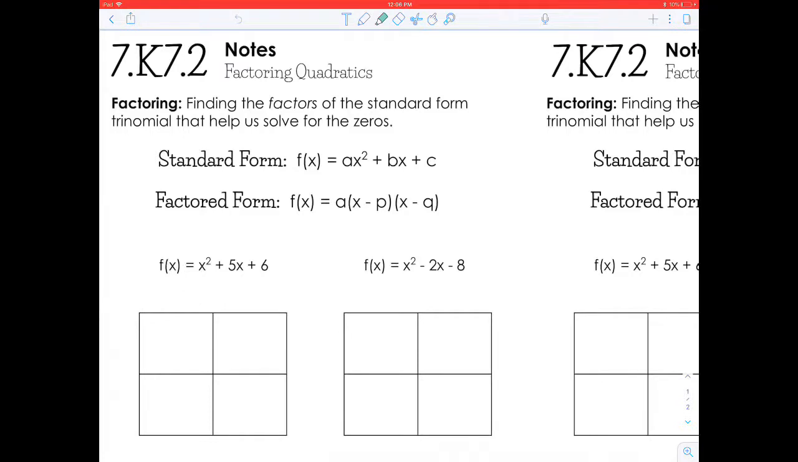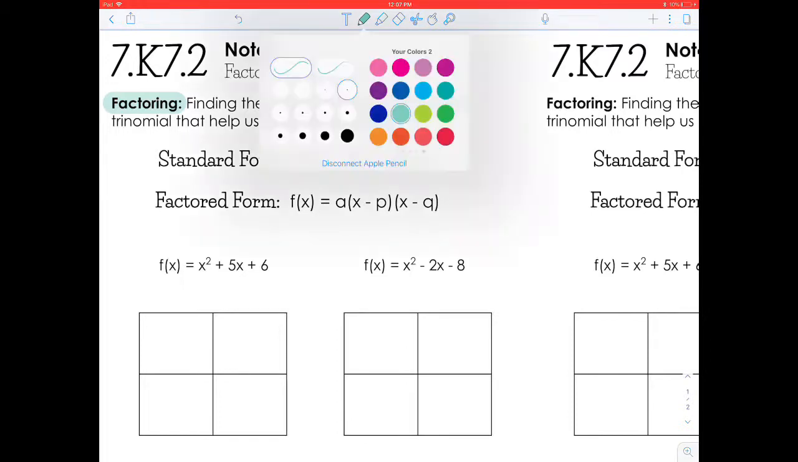We're going to go over 7.K7.2, how to factor quadratics. So let's first look at the definition of factoring and what exactly this means. To factor means that we are finding the factors of the standard form trinomial that help us solve for the zeros.